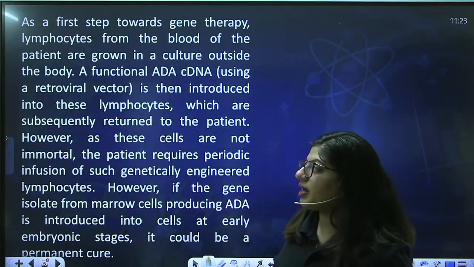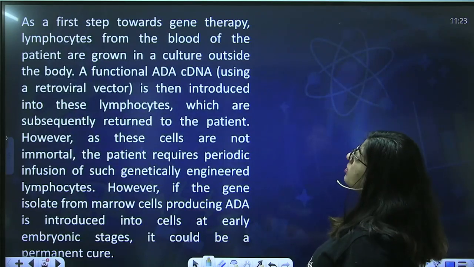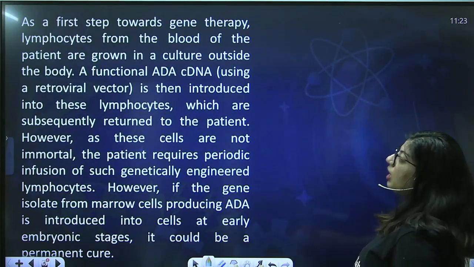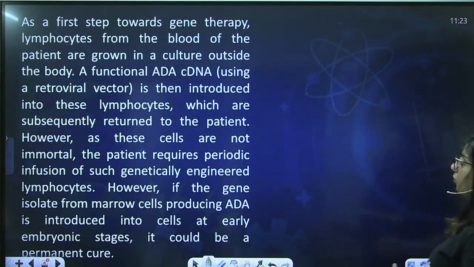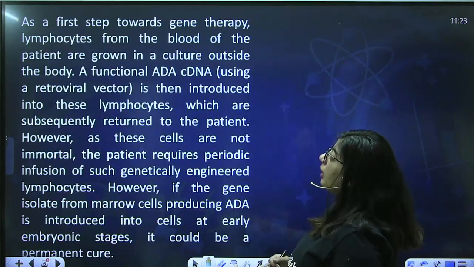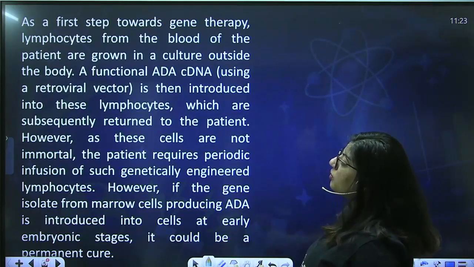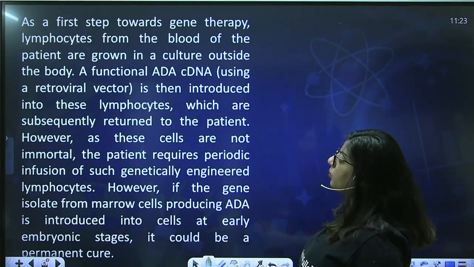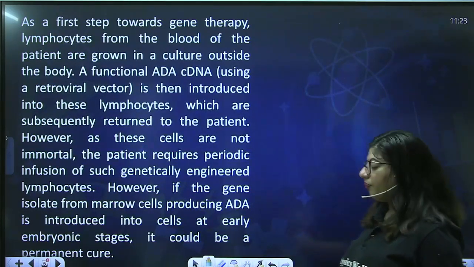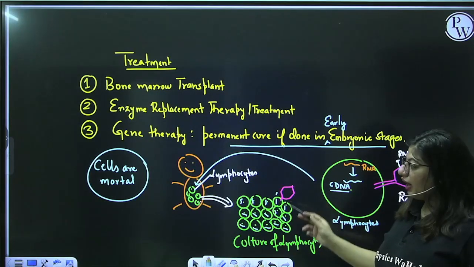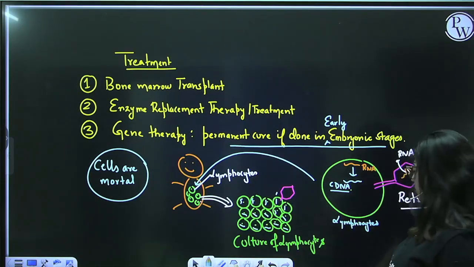You don't understand that. As a first step towards gene therapy, lymphocytes from the blood of a patient are grown in a culture outside the body. So as I've told you, we grow the cells outside the body. We take it from the blood. A functional ADA cDNA using a retroviral vector is then introduced into these lymphocytes, which are subsequently returned to the patient. Then what do we do? We take the retrovirus, put the cDNA inside the cell, and then put the cells back into the patient.